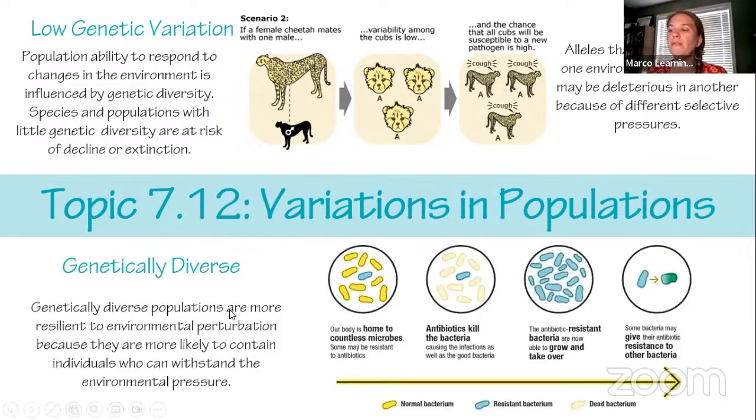So what we want is the environment or the population to be genetically diverse. So here you can see antibiotic resistance, right? So within our population of bacteria, which I know we don't want the antibiotic resistance, but I'm just saying this is an example.